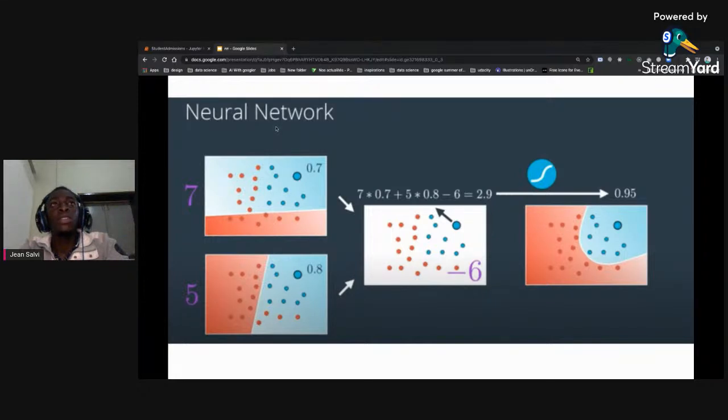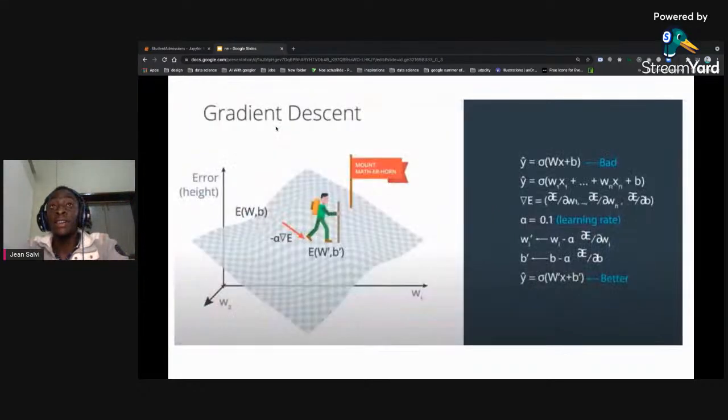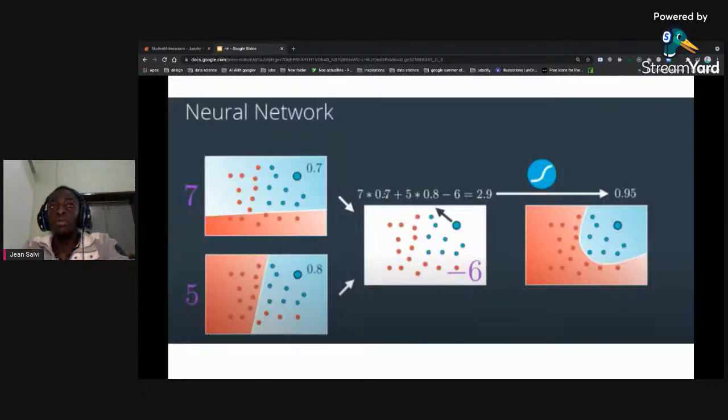So, for the neural network, this was a linear function, as you can see. But for a neural network, you can have a model which cannot be separated by lines.